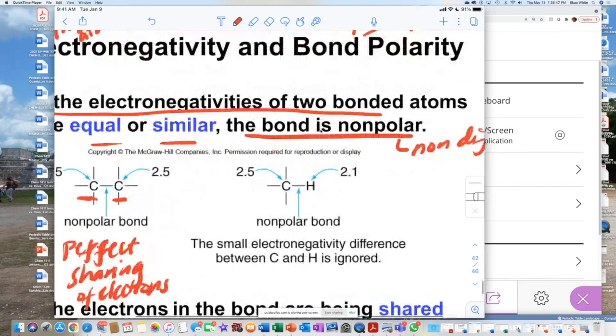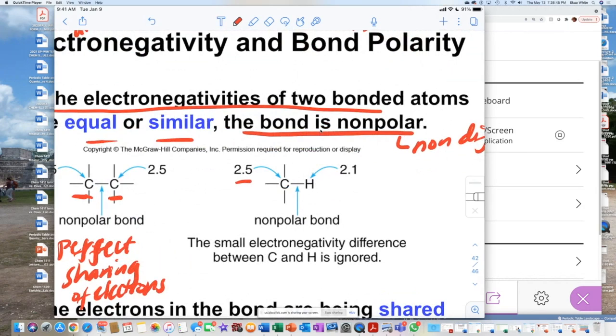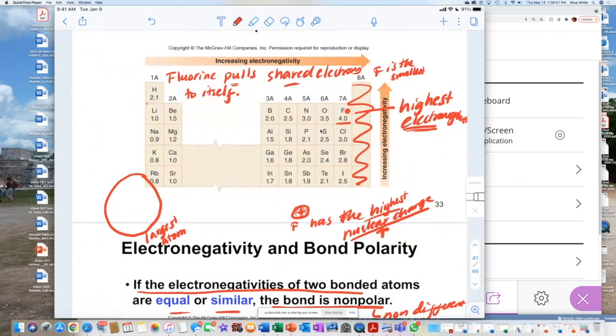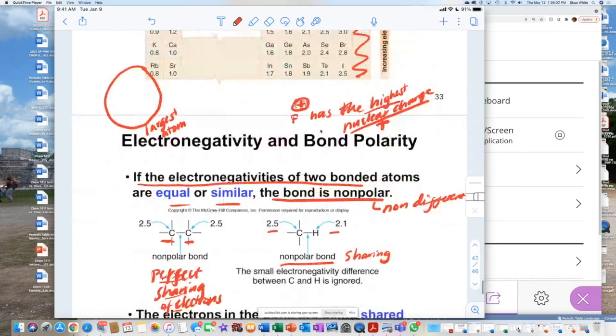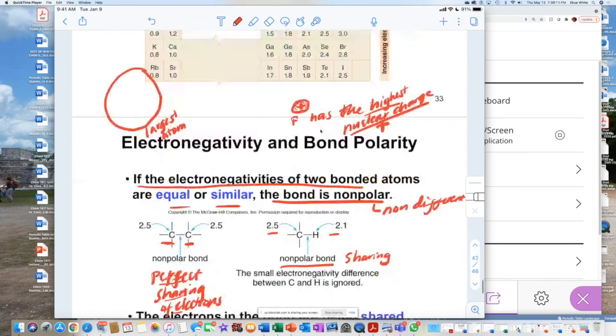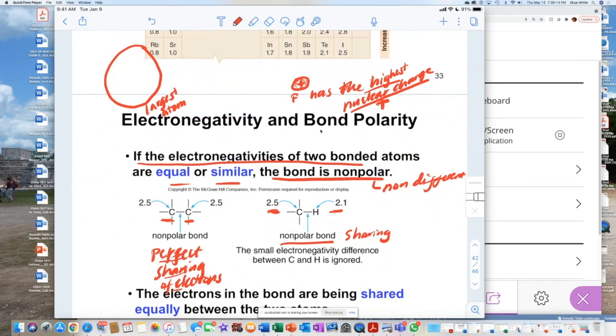On the other hand, here what we have is still a nonpolar bond where we don't have perfect sharing, but we still have sharing. If you look at the numbers on this table, we're doing hydrogen and carbon. Carbon has 2.5. Hydrogen has 2.1. So when you subtract these, that's what they're getting the numbers from. The difference is 2.5 minus 2.1, and all we want to know is the difference. The difference here is 0.4.